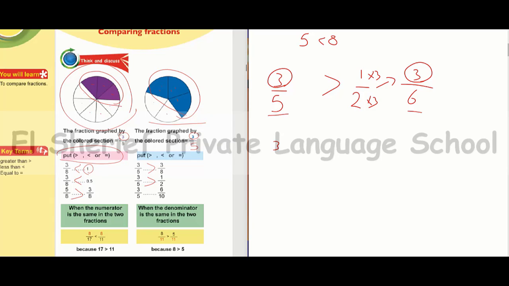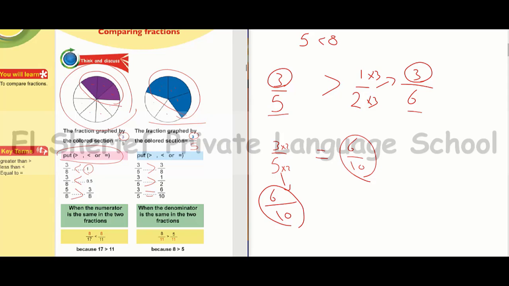Now we have 3 over 5 and 6 over 10. We can make the denominator equal 10 by multiplying the numerator and denominator by 2. 5 by 2 equals 10. 3 by 2 equals 6. Now we have 6 over 10 and 6 over 10, that means it's an equal fraction.